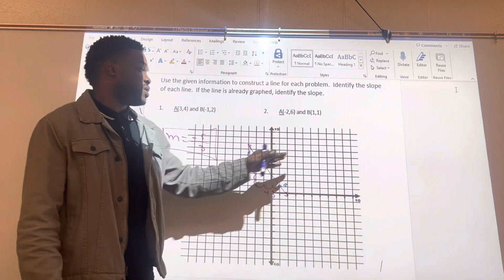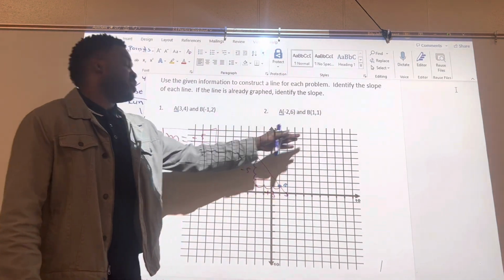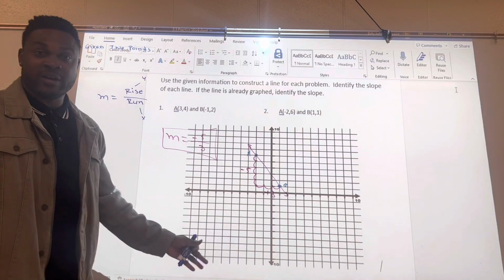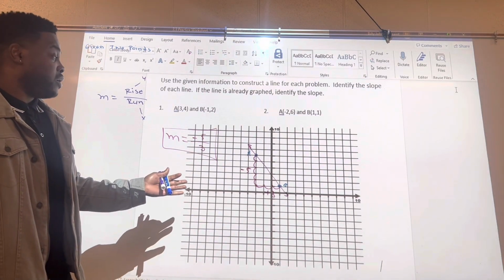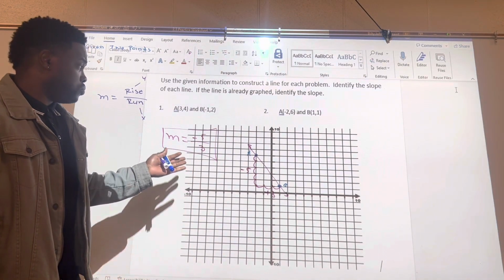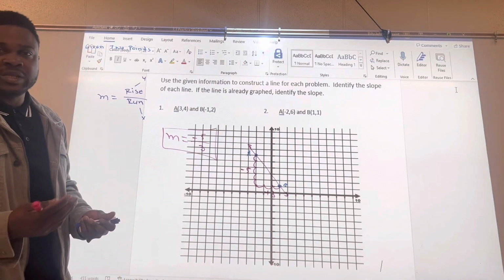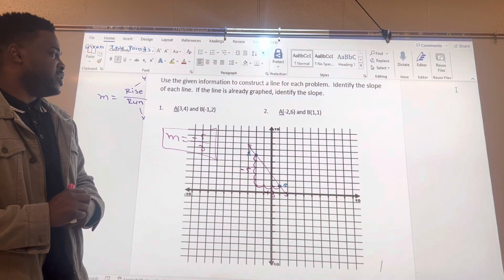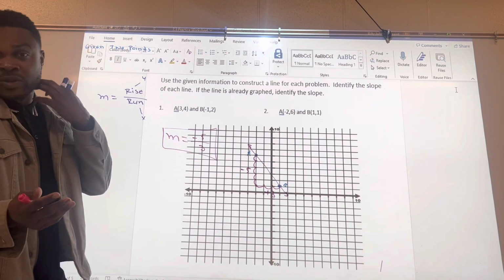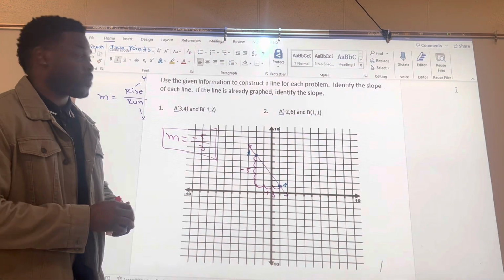Also, if you notice that you get a graph coming from the top right to the bottom left, and you get a negative slope, it means that your answer is not correct. You did something wrong. You need to fix it, right?